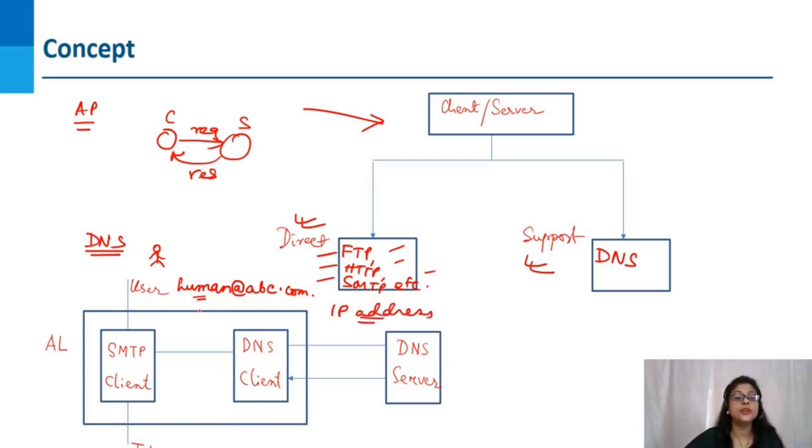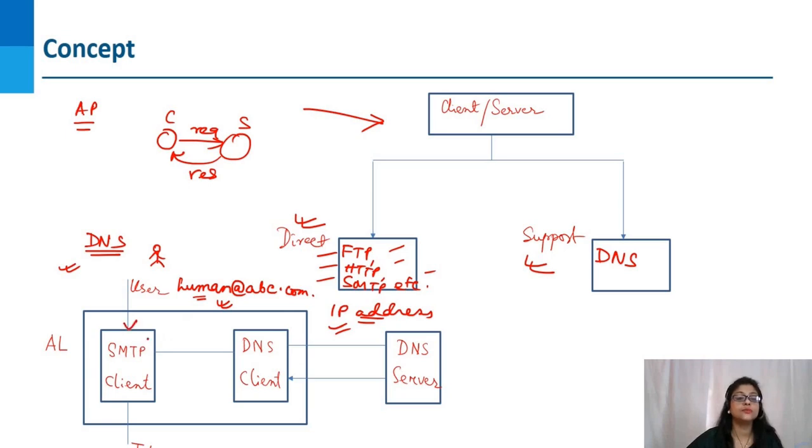Because at the application layer, you can have these names, but when it goes to the transport layer, it has to use the IP address at the network layer. From the transport layer, it has to go to the network layer with a given IP address. Now, how to get this IP address is what DNS is all about. So the user knows this name human@abc.com.